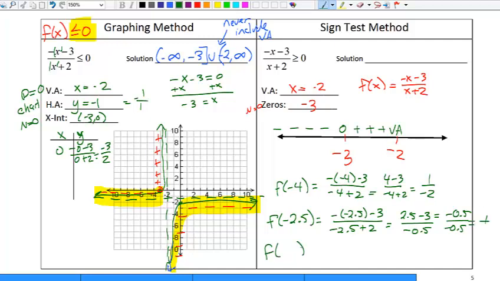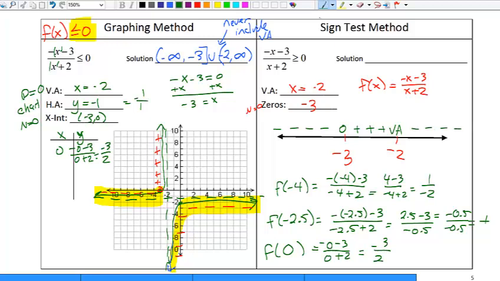Next, we have to pick something to the right of -2. I'm going to go ahead and pick 0. Negative 0 minus 3 over 0 plus 2. I'm getting -3 over +2, which is negative again.